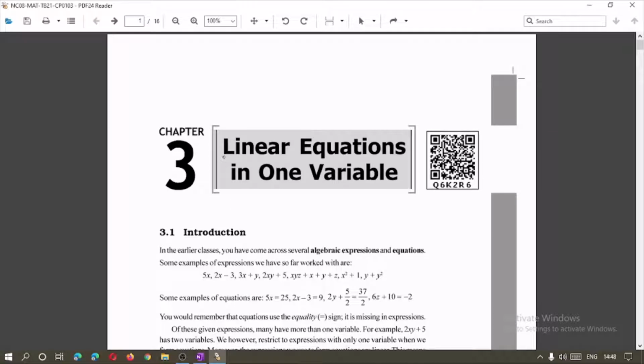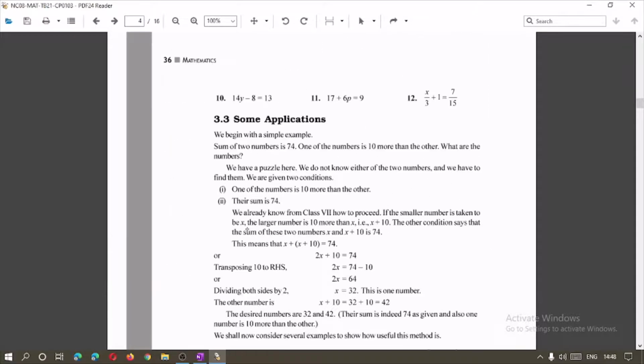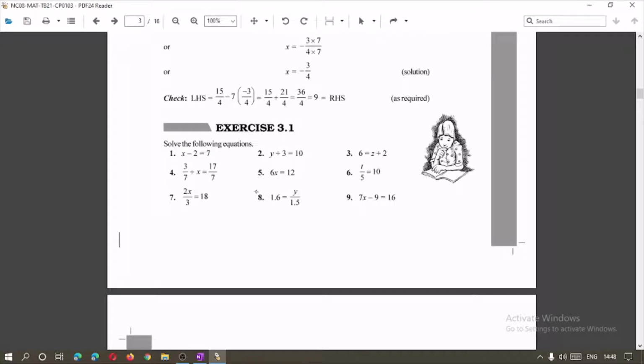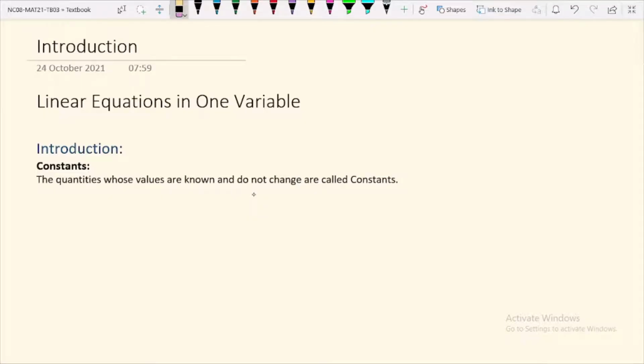In this video, we'll be discussing linear equations in one variable, which is the third chapter in our KSEB textbook. Before we start with our first exercise, which is 3.1, let us first discuss the basics. Let us revise the basics of algebra. So I will start with the introduction.